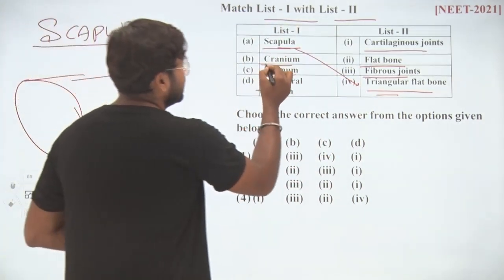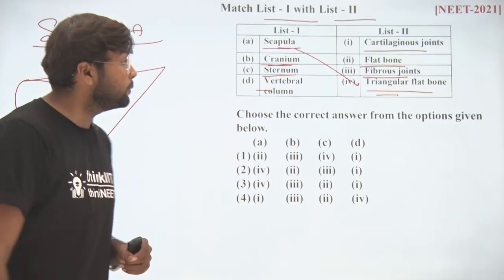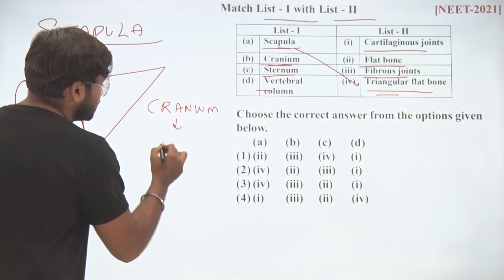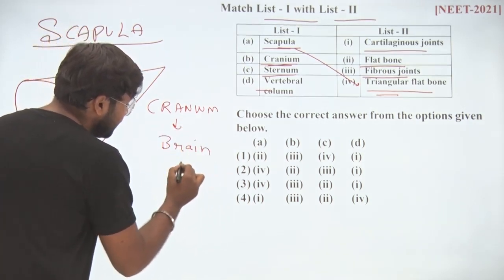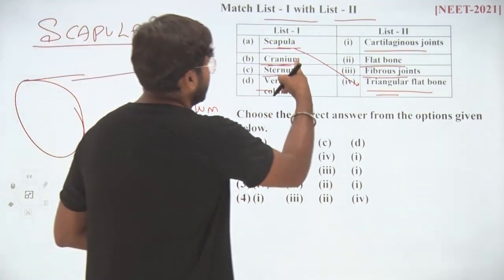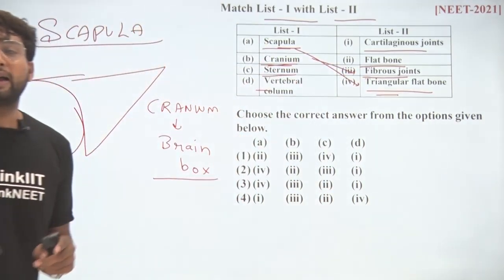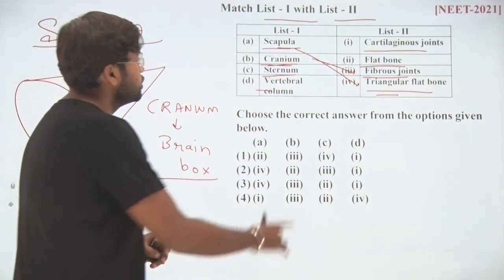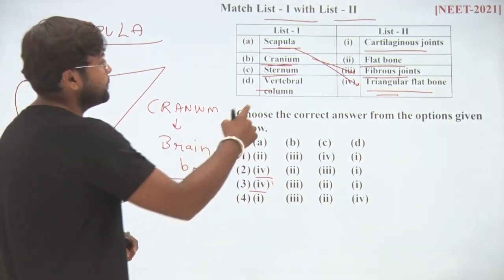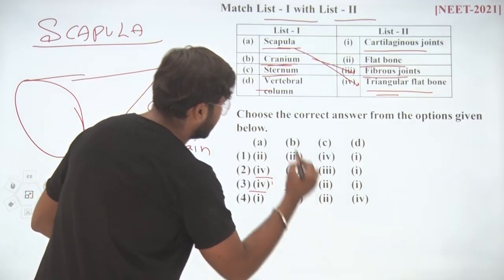The next option, cranium, it is asking about the joints. When we are talking about the cranium, it is also known as the brain box. And in our cranium, we have sutures which are immovable. So cranium goes to the fibrous joint. The fibrous joint is totally immovable. So A goes to the fourth. In the B option, cranium is for fibrous joint. So cranium for fibrous joint is the third option.